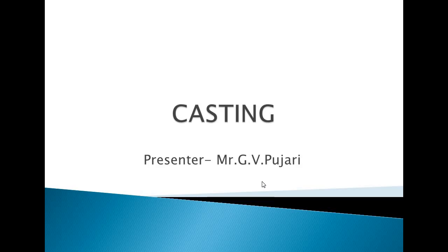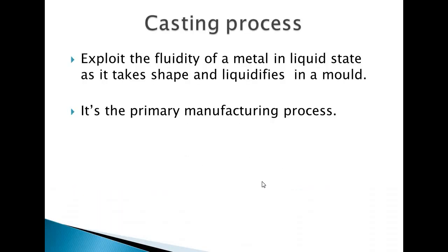Today we are going to learn about casting. Casting is one of the processes used in manufacturing. So today we are going to learn about the casting processes. Dear students, casting exploits the fluidity of metal in liquid state as it takes shape and solidifies in a mold. So it's a primary manufacturing process.